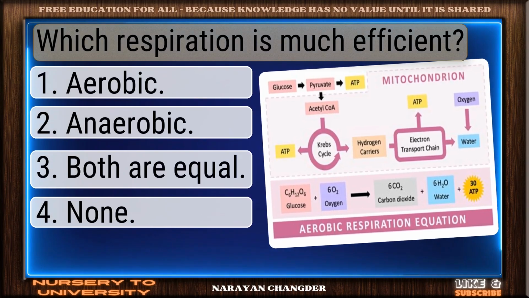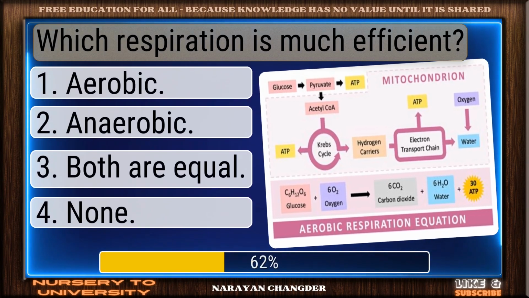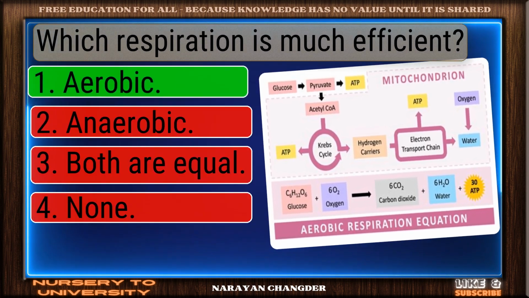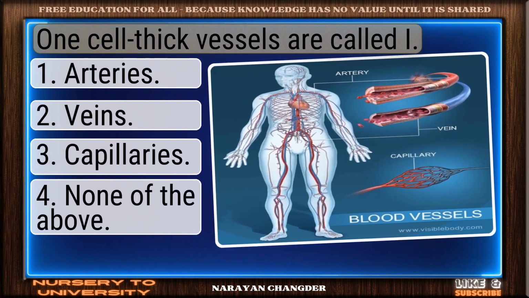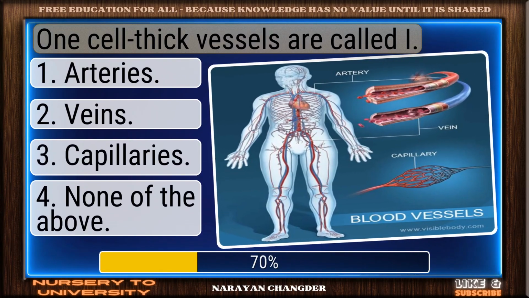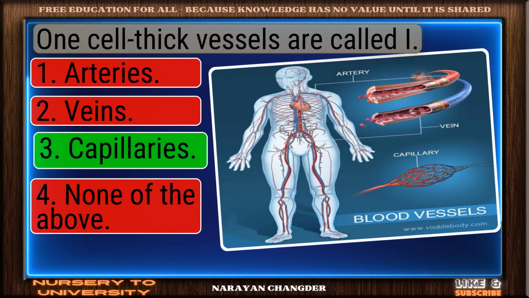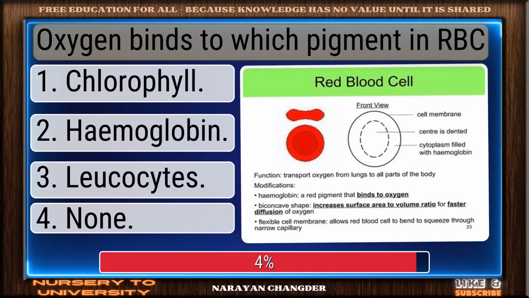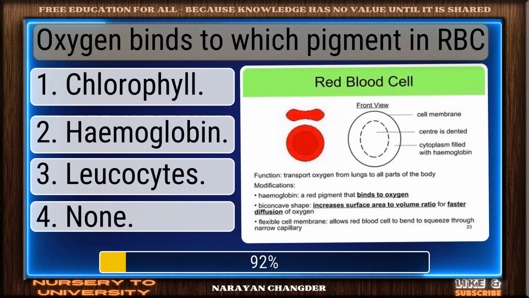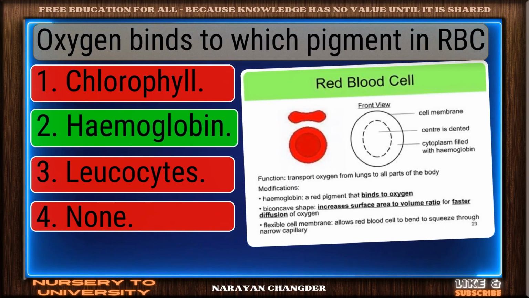Which respiration is much efficient? Smart move. Aerobic is accurate answer. One cell thick vessels are called dash. You got it. Capillaries fits. Oxygen binds to which pigment in RBC? Nice work. Hemoglobin fits perfectly.